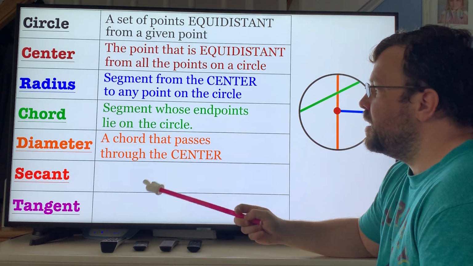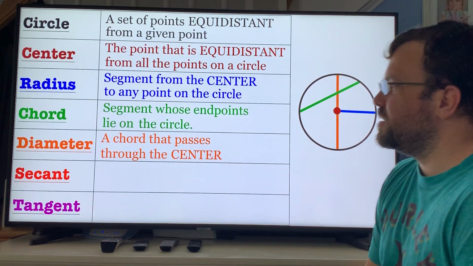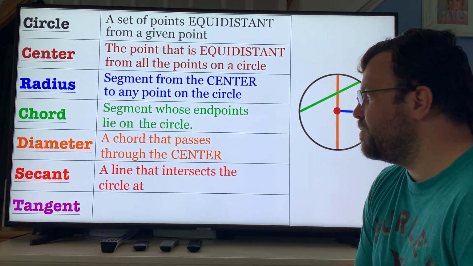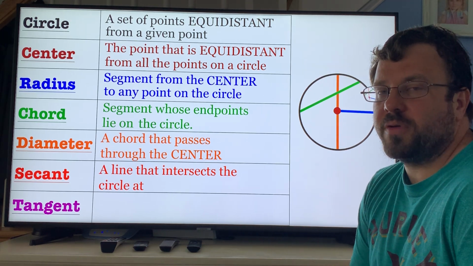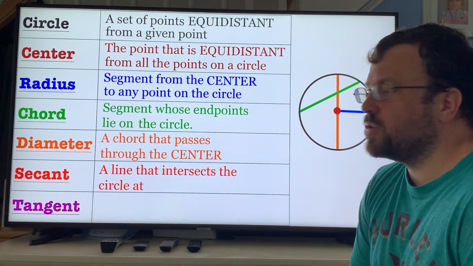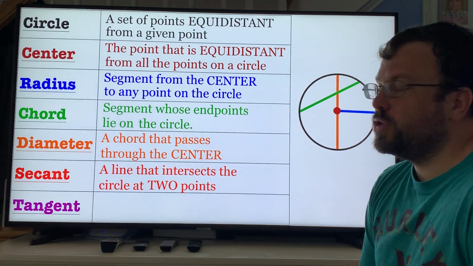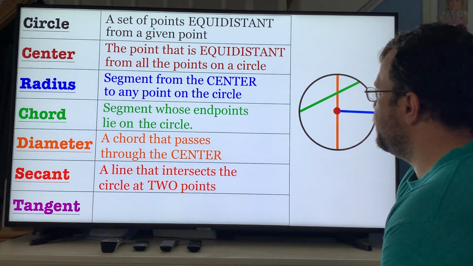All right. Next one is a secant. This is going to be used all the way through calculus, this one. You think you know what it is? It is a line, and it intersects the circle. It can also be a segment or a ray, but it intersects the circle. Where do you think it intersects the circle? At two points. So what does that mean?